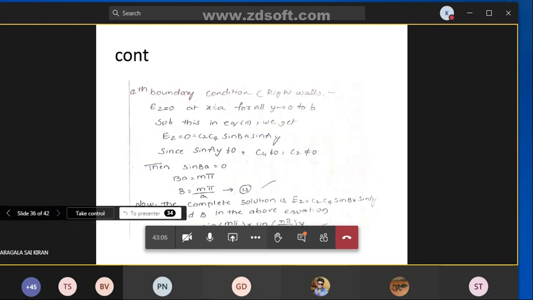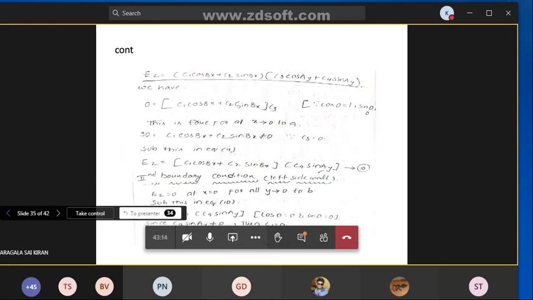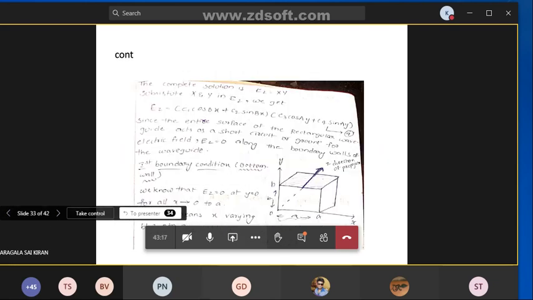Now the fourth boundary condition, that is the right side wall. Ez equal to 0 at x equal to a, for all y changes from 0 to b.